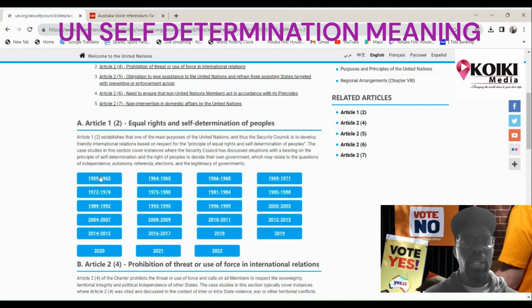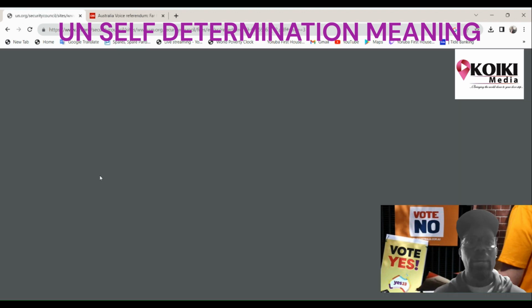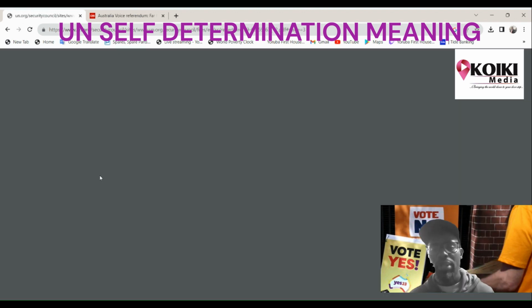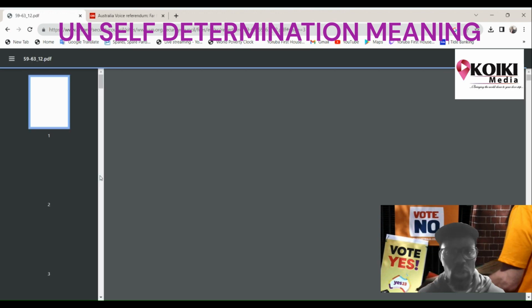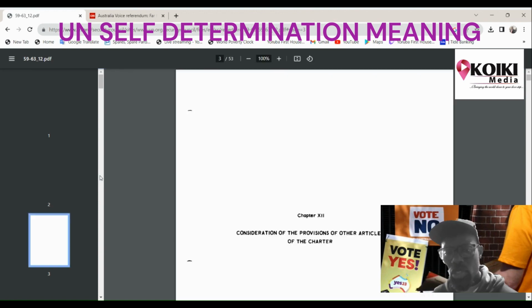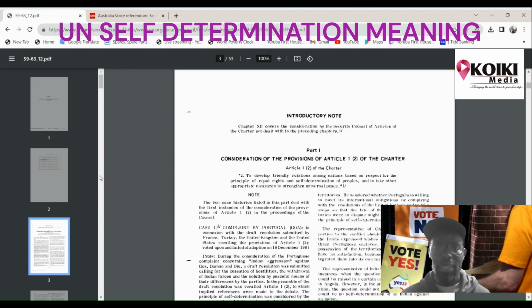Lẹ́ẹ̀kan sí, self-determination is not a crime. Self-determination must be a discussion on the table, a negotiation, a dialogue between the parties that want to exit Nigeria and the parties that don't want it as well.